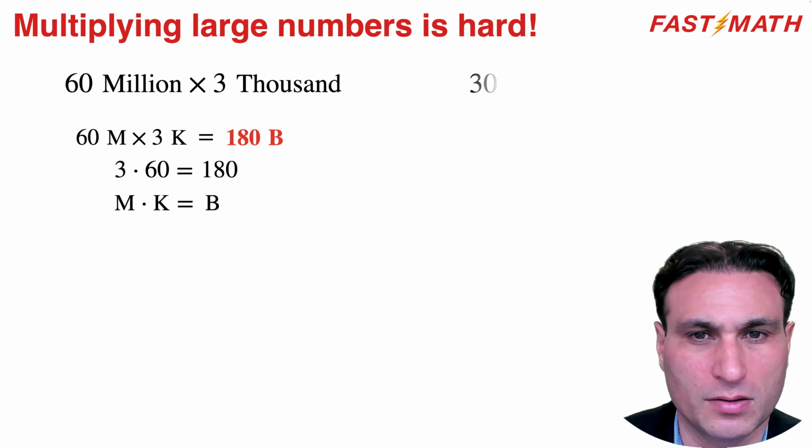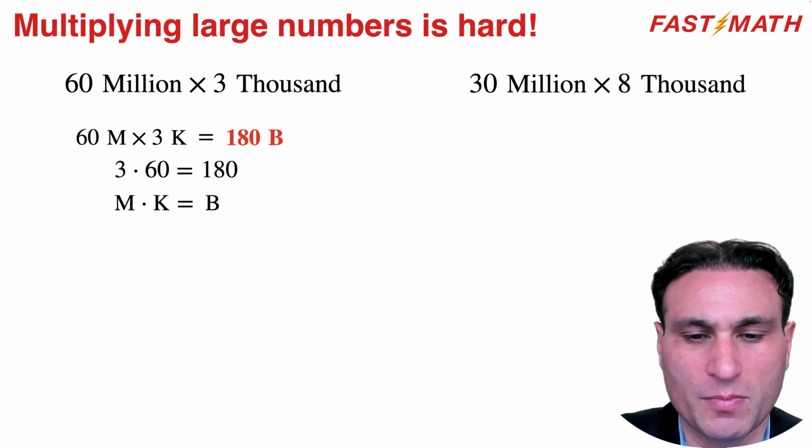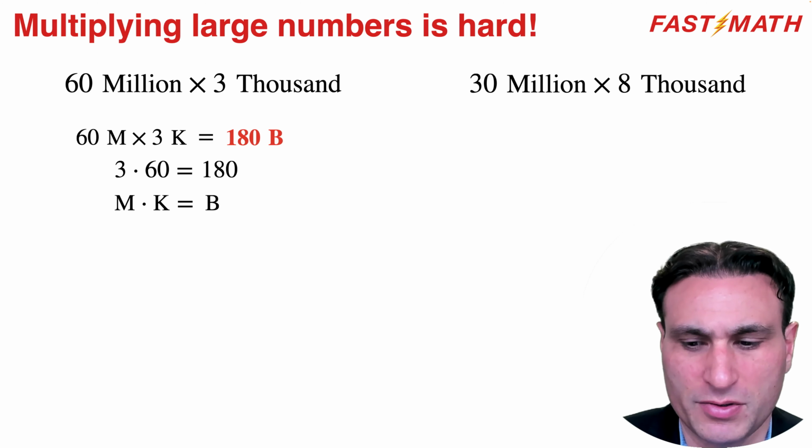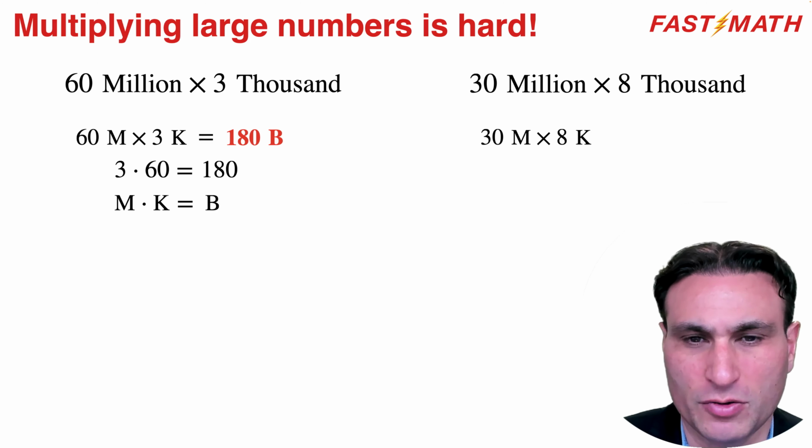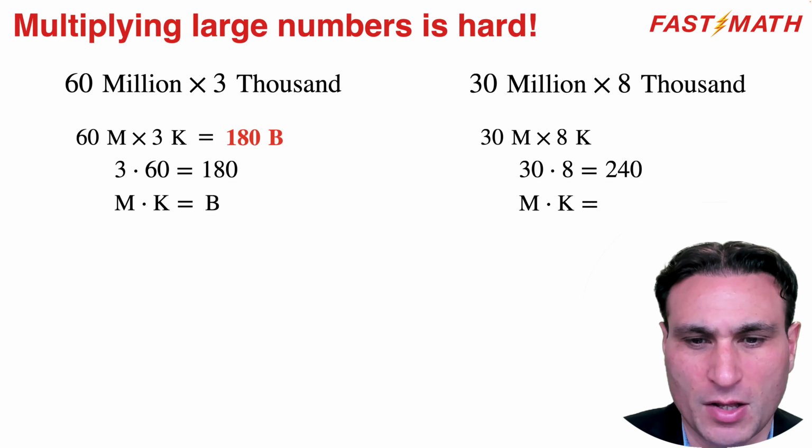Another example, 30 million times 8,000. Using abbreviations, this is 30M times 8K. Multiplying numerical portions, 30 times 8 is 240. Multiplying units of magnitude, million times 1,000 is... We learned before that million times 1,000 is a billion.